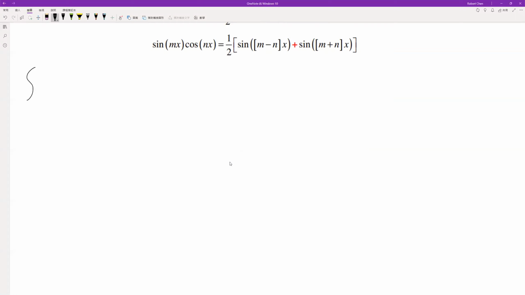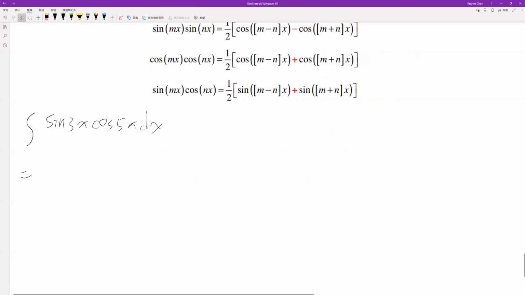Let's say I have sine 3x, cosine 5x dx. Okay, so they are in product, and they have different numbers in there, so I really cannot use u sub. All right, so let's look here. We will be using the last one, where m is 3 and n is 5. So that's equal to 1/2 sine of m minus n, so 3 minus 5, that's negative 2x, plus sine of m plus n, that's 8x.